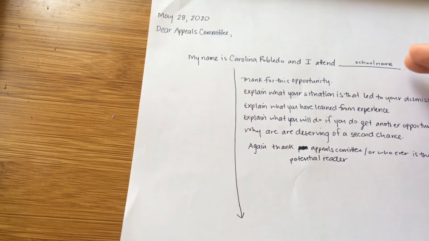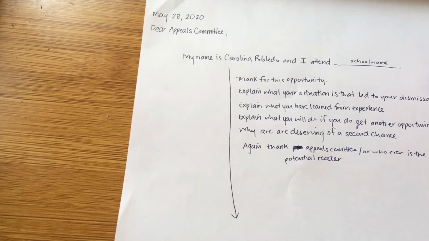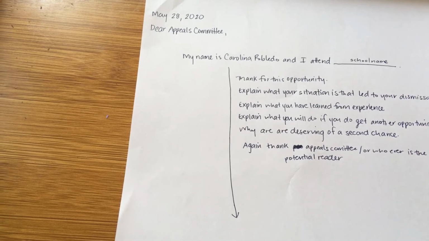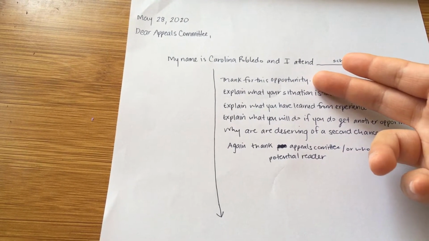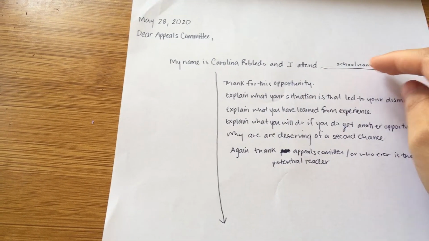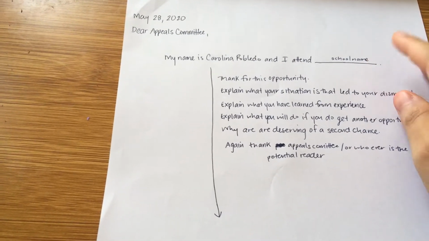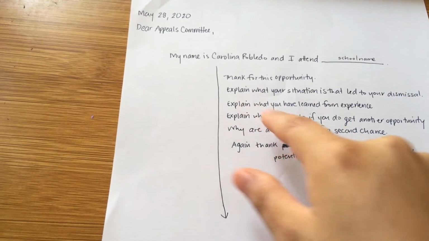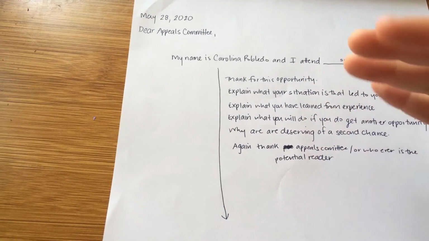And then in that paragraph, I talked a little bit about myself. My name is Carolina Robledo, and I attend West Coast University. And I thanked them for this opportunity, for allowing me to appeal. Take these sentences as a different paragraph.